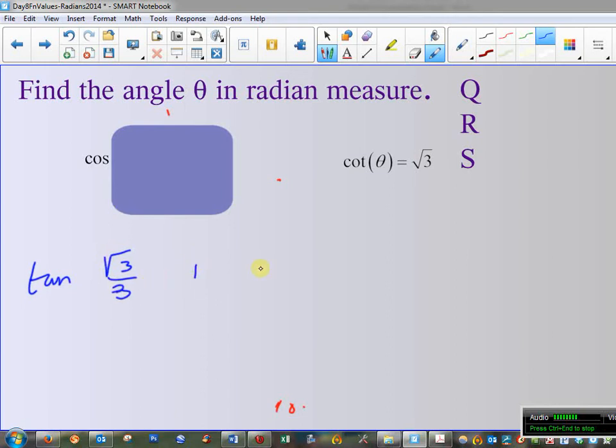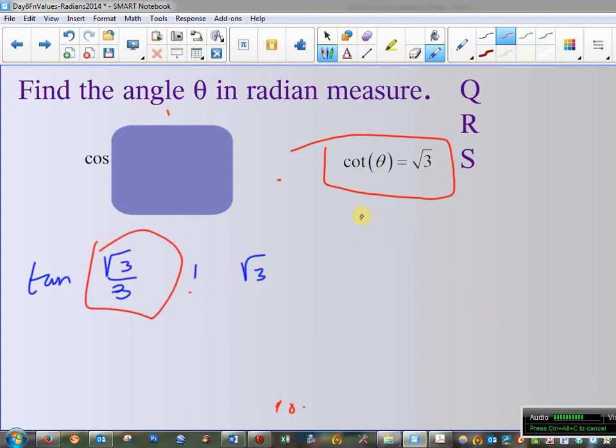Oops, 1 would be for 45 degrees, and square root of 3 would be for 60 degrees. Well, keep in mind that I'm actually working with a reciprocal function here. With the reciprocal function, what I have to consider is that this square root of 3 is the reciprocal of the tangent function. So I'm looking at the tangent row. I need to find the reciprocal of square root of 3. The reciprocal of square root of 3 is going to be square root of 3 over 3. So I'm talking about a 30-degree angle here.